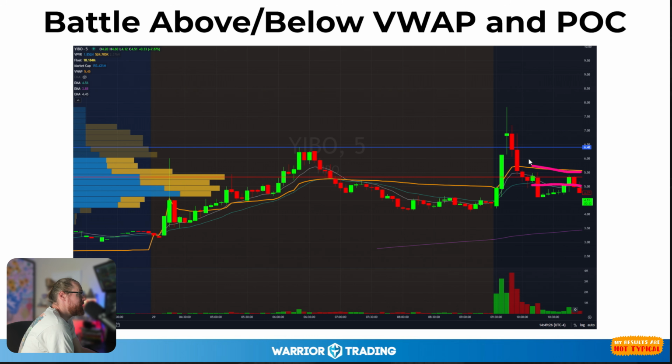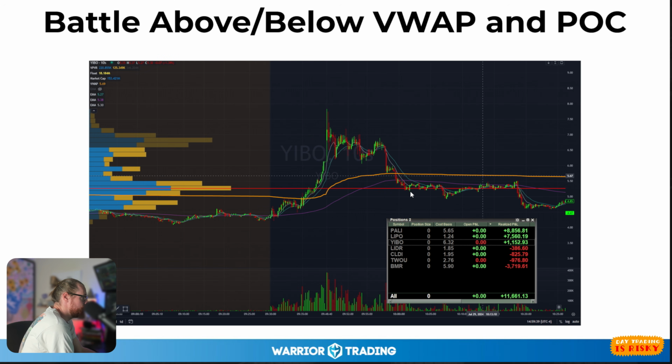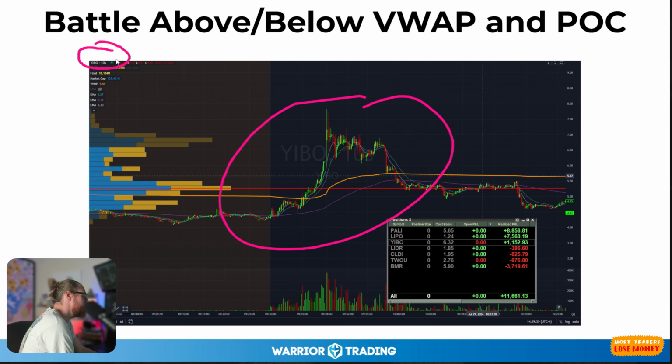So although I got a small scalp on it, the volume profile really wasn't very good, and I wasn't able to get positioned for a nice trade, which was sort of disappointing. This gives you a zoom in on the 10-second chart here.